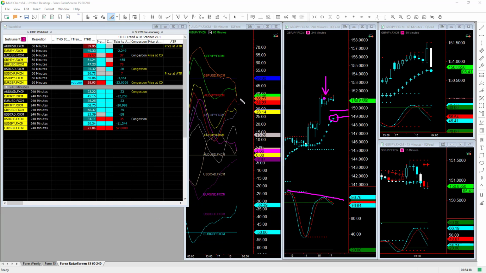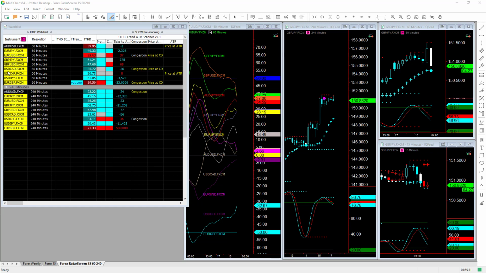But you also see that a lot of the other currencies have turned down, with the exception of the USD currencies. So, for example, the USD CAD is starting to turn up. The USD Swiss franc is going up. The USD JPY has turned up, and that's why all of these other currencies are turning down, okay? And you can visually see that in the RSI window.